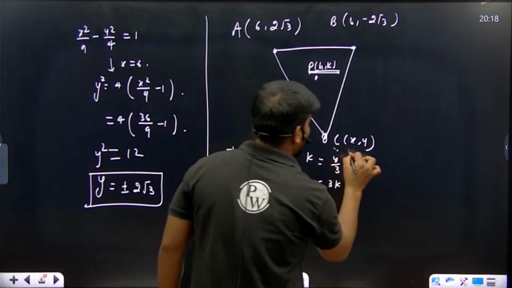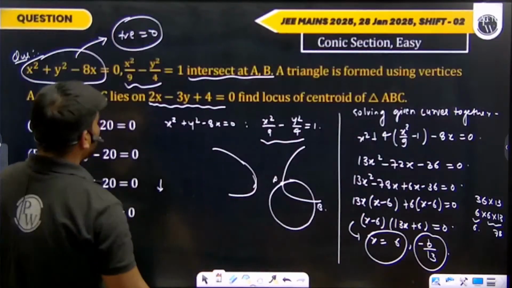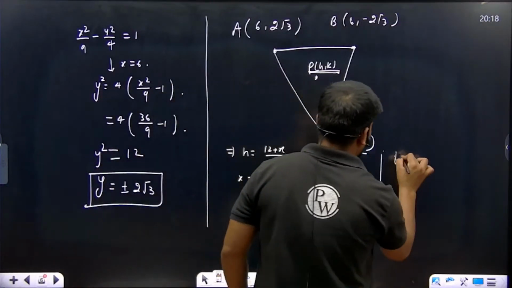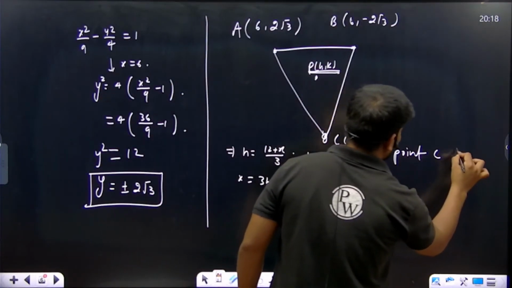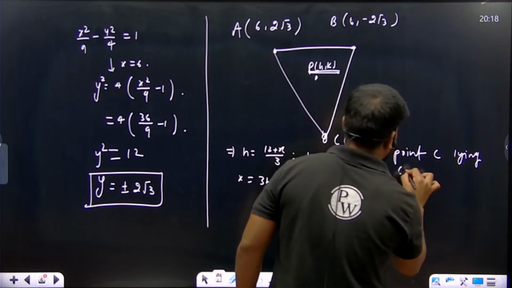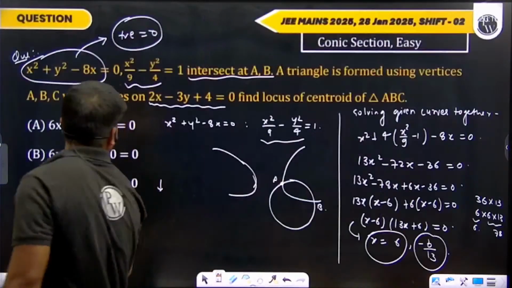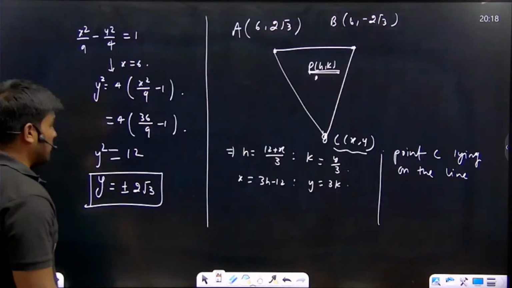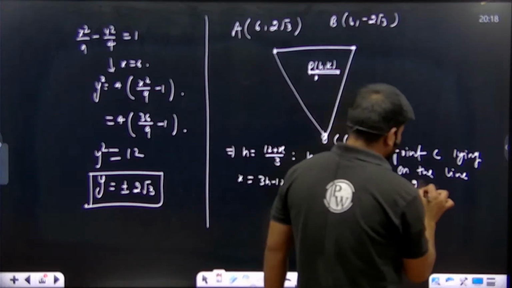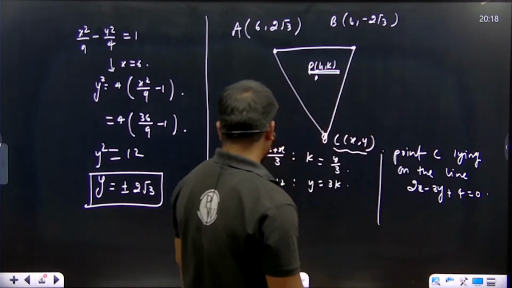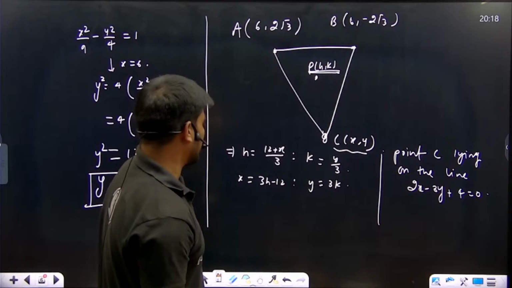Now since point C is lying on the line 2x minus 3y plus 4 equals to 0, we write 2x minus 3y plus 4 equals to 0.